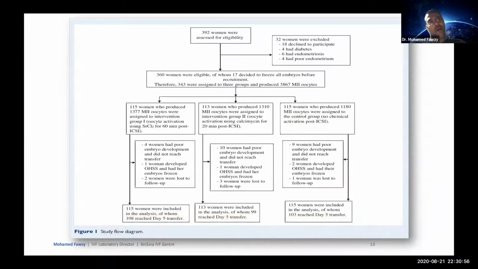the trial or manipulation of stimulation protocols or whatever. So we were tight on this point for this trial. This trial included 115 women in the calcimycin group, or the calcium ionophore group, 113 women in the strontium chloride group, and 115 women in the traditional ICSI group.